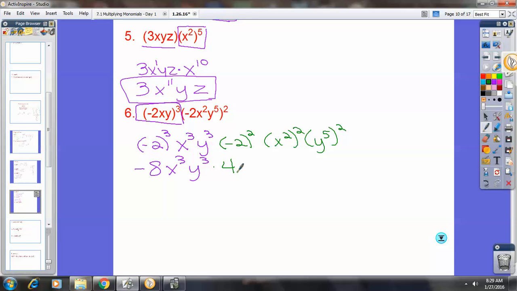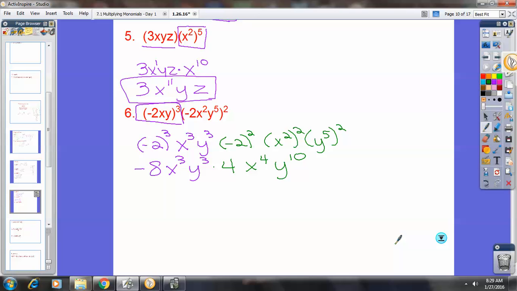We have x squared squared. What do we do with a power and raising it to another power? x to the 4th. y to a power to a power, we multiply. y to the 10th power.